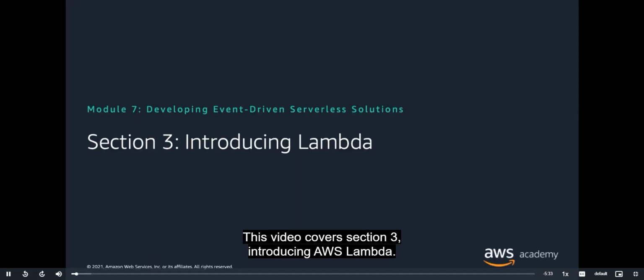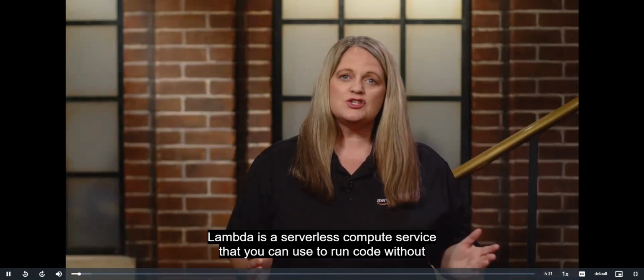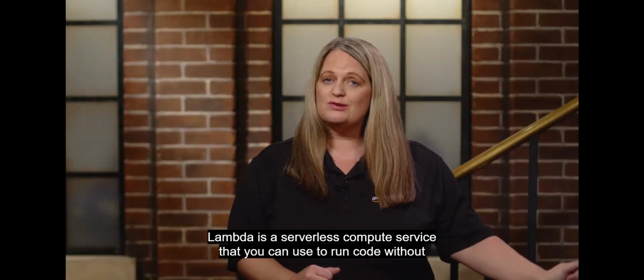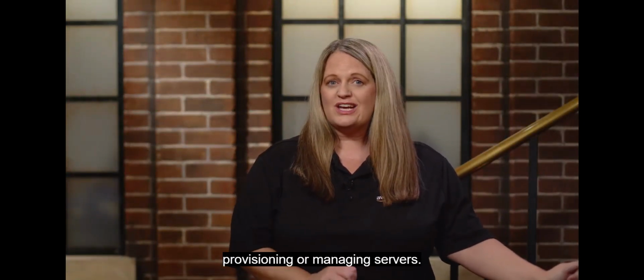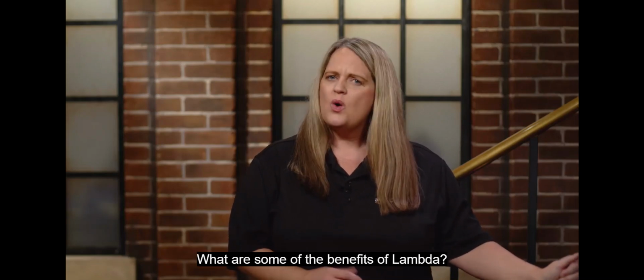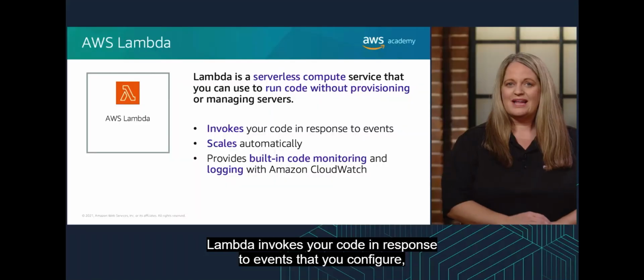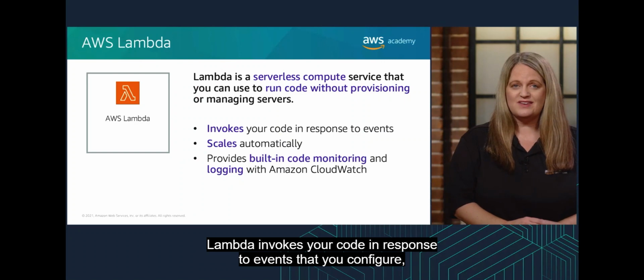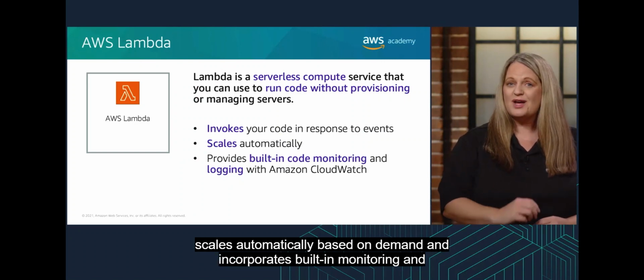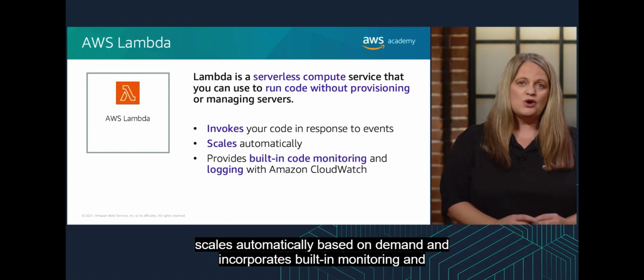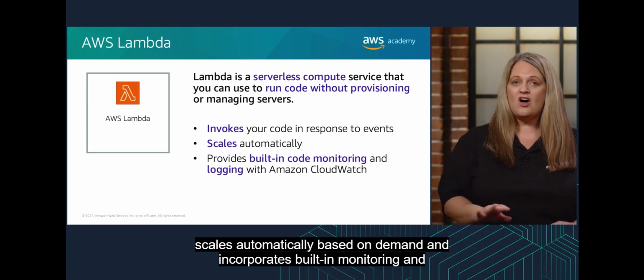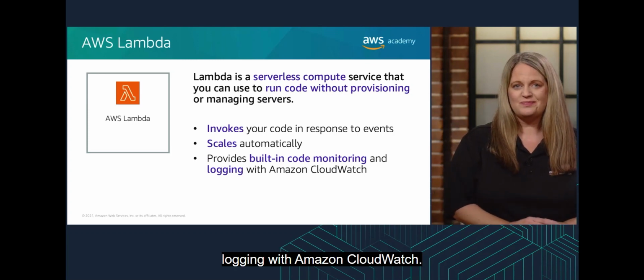Introducing AWS Lambda. Lambda is a serverless compute service that you can use to run code without provisioning or managing servers. What are some of the benefits of Lambda? Lambda invokes your code in response to events that you configure, scales automatically based on demand, and incorporates built-in monitoring and logging with Amazon CloudWatch.